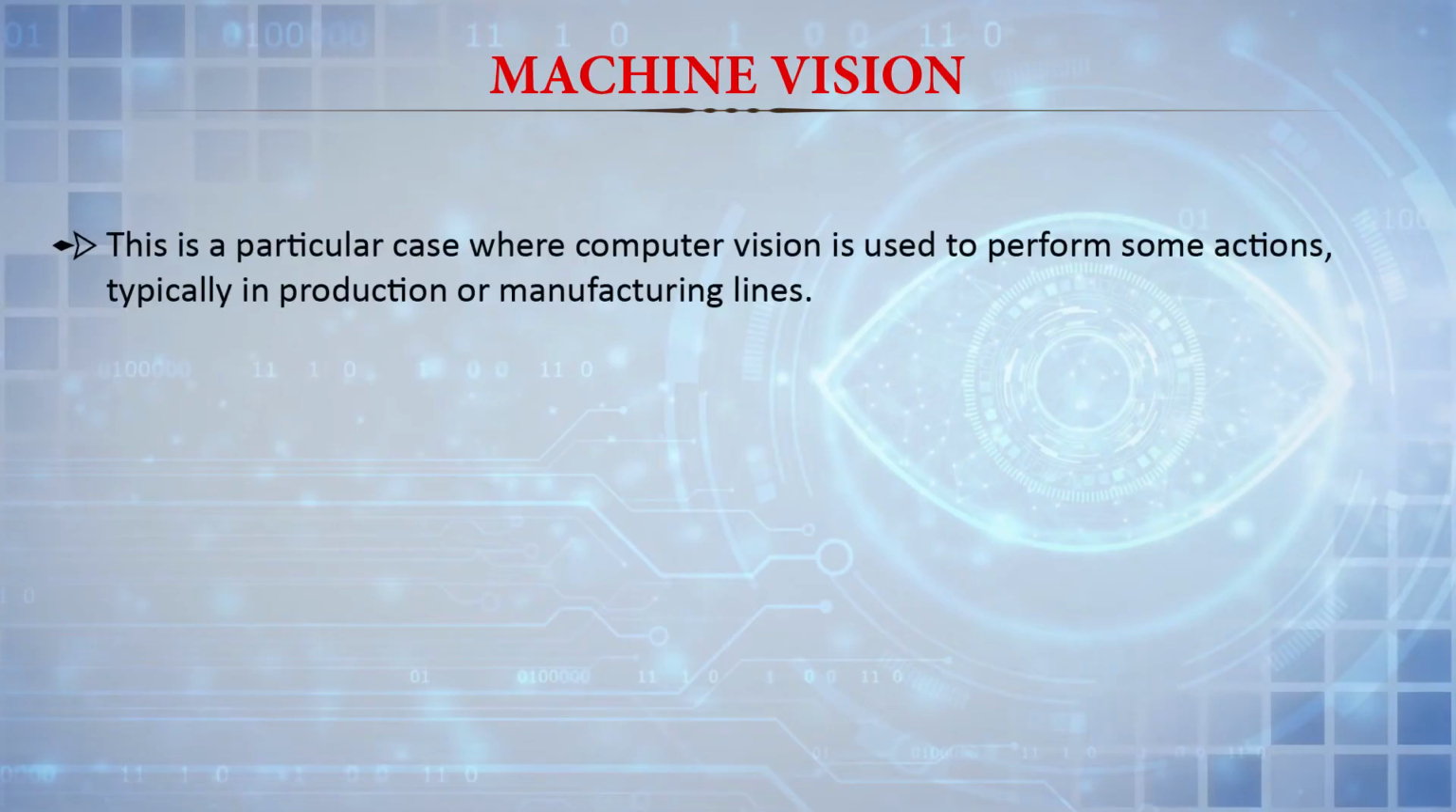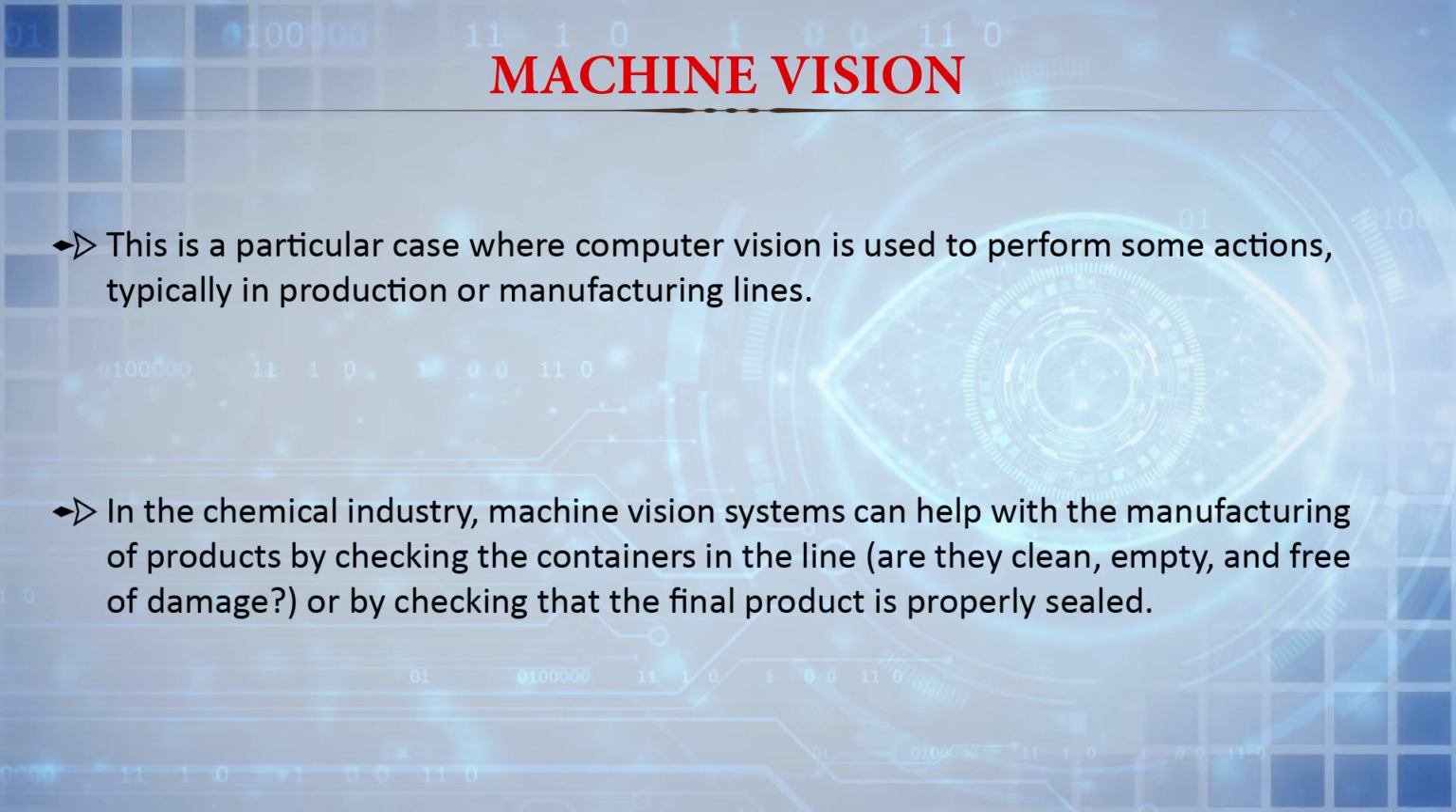Then comes a term which most people confuse with computer vision, that is machine vision. This is a particular case where computer vision is used to perform some actions, typically in production or manufacturing lines. In the chemical industry, machine vision systems can help with the manufacturing of products by checking the containers in the line. Are they empty? Are they clean? Are they free from damage, etc., or by checking that the final product is properly sealed.